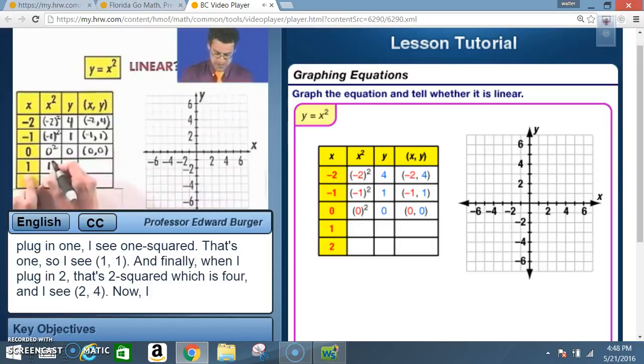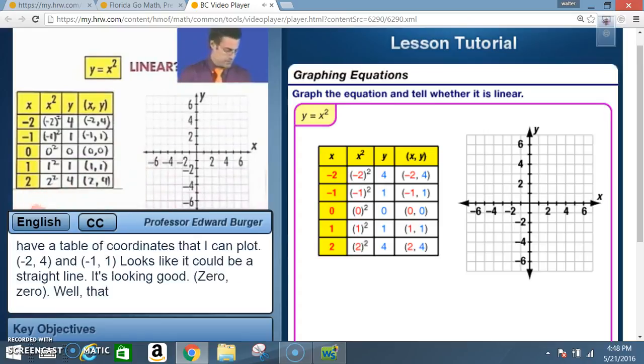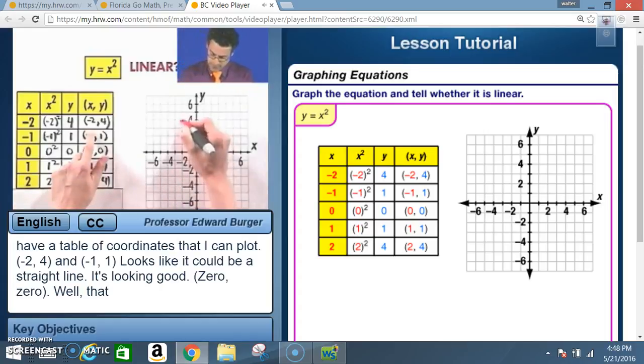When I plug in 1, I see 1 squared. That's 1. So I see 1, 1. And finally, when I plug in 2, that's 2 squared, which is 4. And so I see 2, 4. So now I have a table of coordinates that I can now plot. -2, 4.